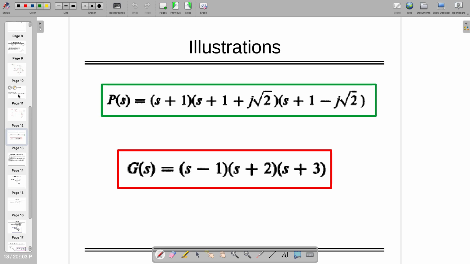But before going towards a high level of synthesis, let's look at two examples. One is a green box, one is a red box. What do you think about whether this is synthesizable or not, and this is synthesizable or not? As per the first theory, it is on this side including the j omega axis. So the green box is synthesizable, and this is not synthesizable. This is the first theory.